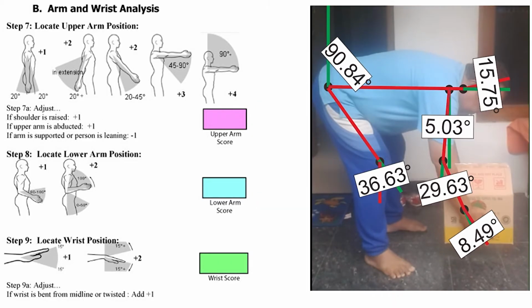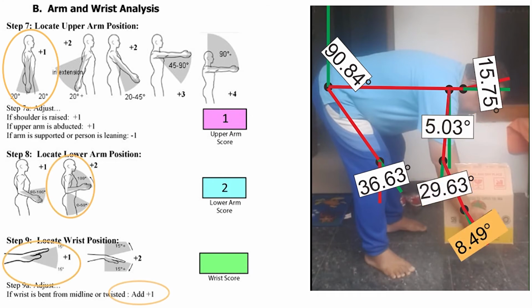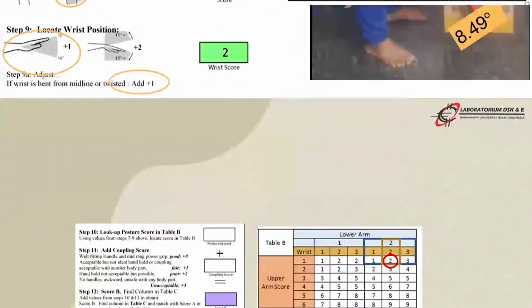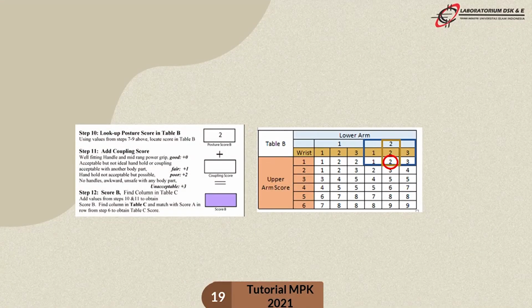After calculating the score on posture A, then calculating the score on posture B, where in posture B we will calculate the score of body parts, which are the upper arm, forearm, and wrist. After getting a score from all segments of body part B, then we determine the total score using the table. After getting the total score, then it is summed up with the coupling score. Coupling score is based on the handle contained in the load lifted. After that, will be obtained the final score of posture B.